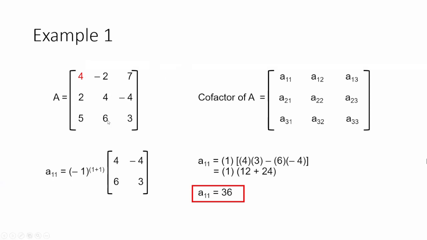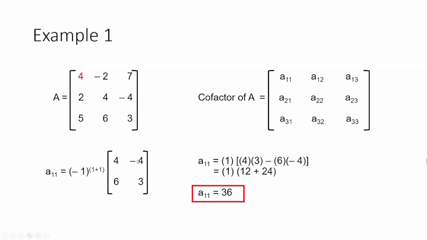Ang matitira is this one. So, A11 is equal to negative 1. Laging negative 1 yan. Raised to 1 plus 1. Ibig sabihin na 1 plus 1 is yung row tsaka yung column. Kung ano yung number niya ng row plus yung number niya ng column. So, that would be negative 1 raised to the second power. Tama? So, negative 1 times negative 1, ibig sabihin positive 1. Positive 1.